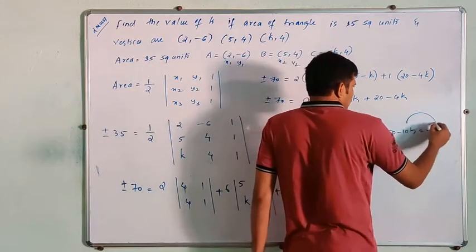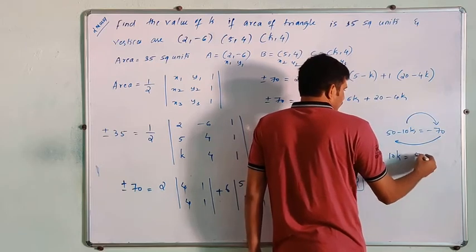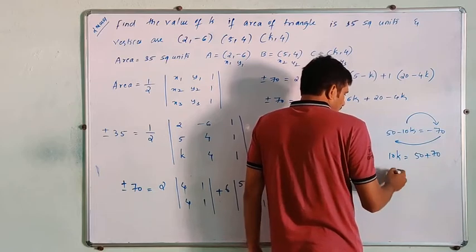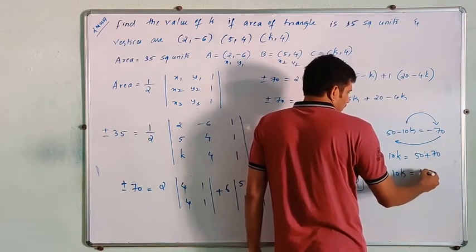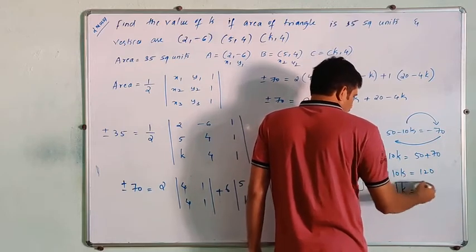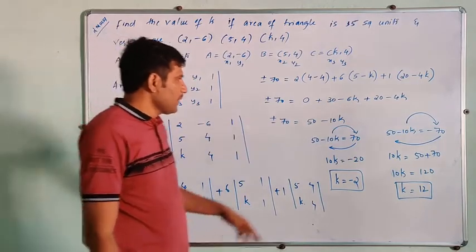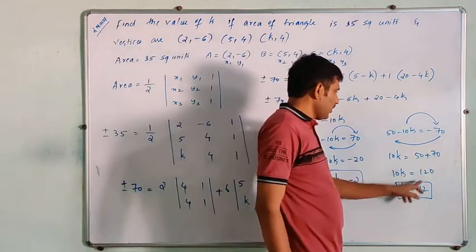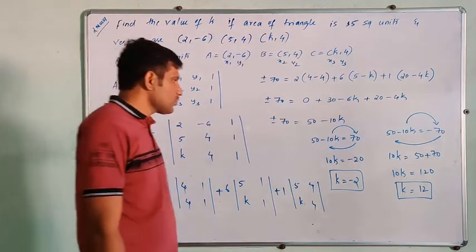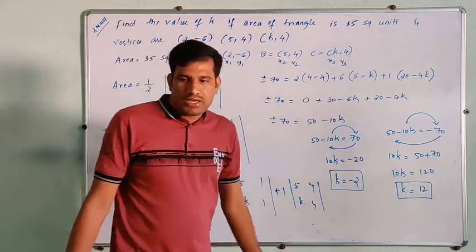Similarly here, minus 10k will become plus 10k, and 50 minus 70 will become plus 70, that is 10k is equal to 50 plus 70, which is 120. What is the value of k? 120 by 10 is 12. So we are getting two values of k, that is k is equal to -2 and k is equal to 12. So this is one type of problem where we can expect 2 marks.